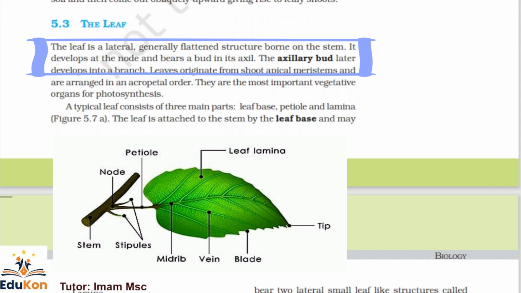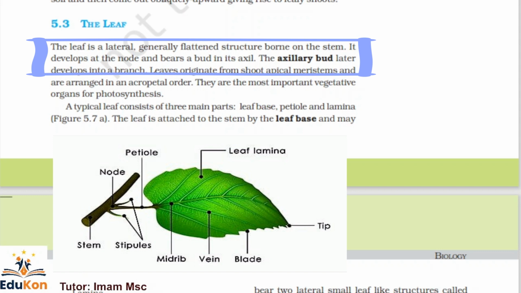So, branch arises from axillary bud, whereas leaves develop at the nodes. Leaves originate from shoot apical meristems and are arranged in an acropetal order. They are the most important vegetative organs for photosynthesis.